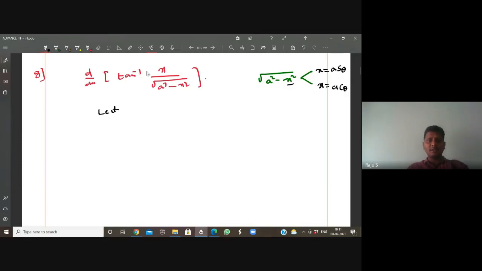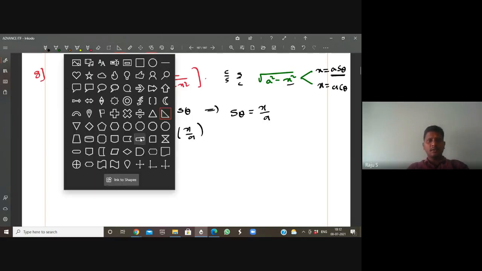That's your wish. But look here, tan inverse is there. If it is cot inverse, substitute x is equal to a cos theta, because cos by sine will be cot. But tan is there, tan nothing but sine by cos. It's better you substitute x is equal to a sine theta, which implies sine theta is equal to x by a. Theta is equal to sine inverse of x by a.